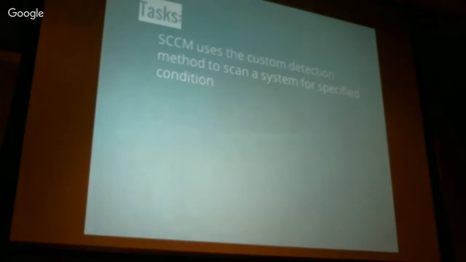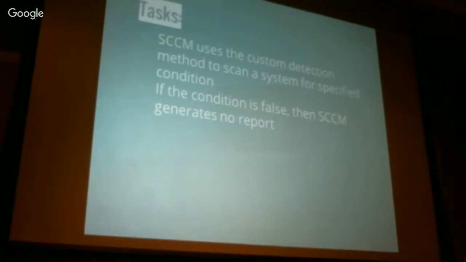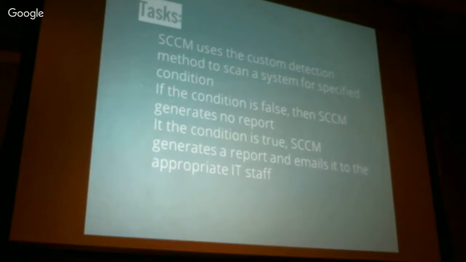So the task here: SCCM uses the custom detection method to scan a system for a specified condition. That's the first thing we want to look at here when trying to generate our reporting tool. If the condition is false, then SCCM just generates no reports. So what it's doing is it's going to go out, it's going to scan the system for parameters we write in PowerShell, and if it doesn't match those parameters, then it's going to say no reports needed. If the condition is true, SCCM generates a report and emails it to the appropriate IT staff.